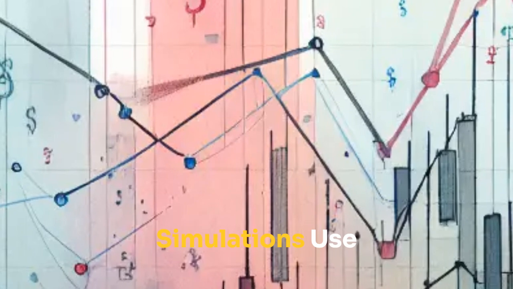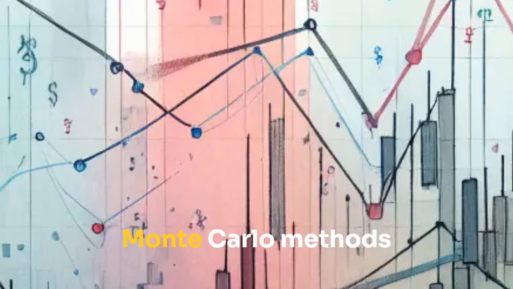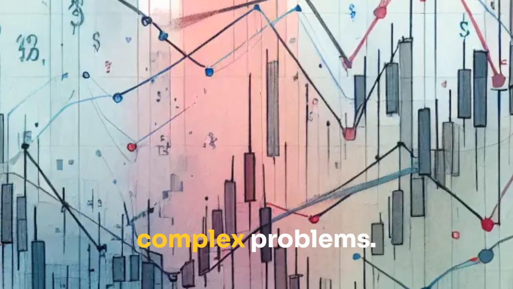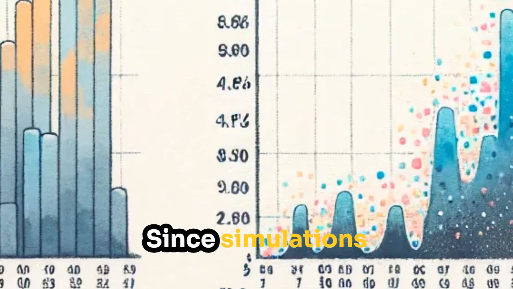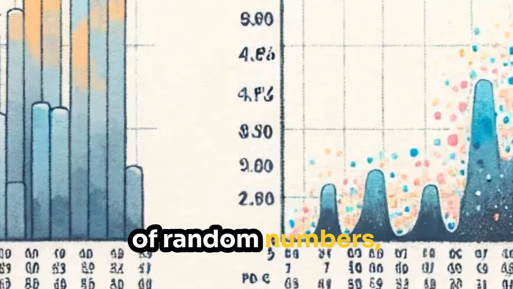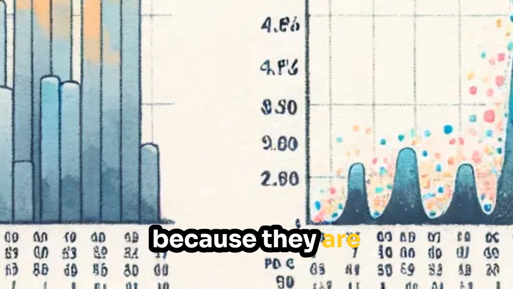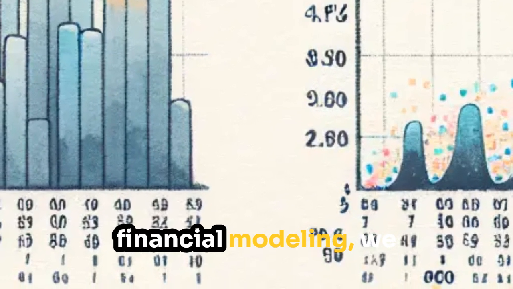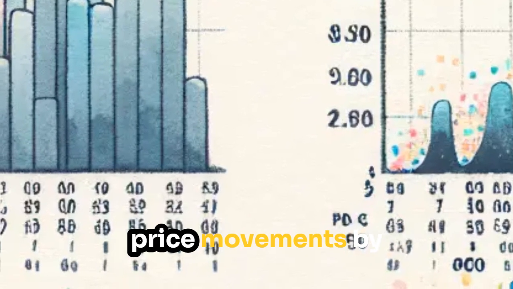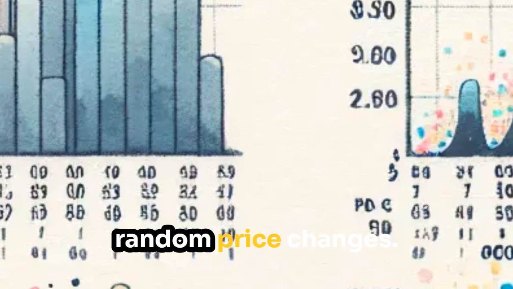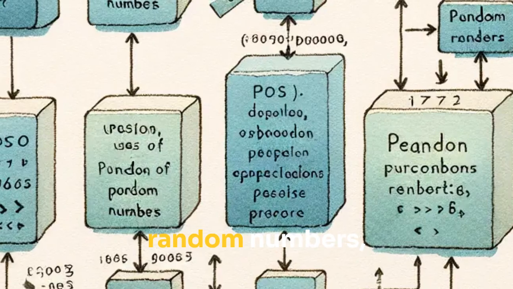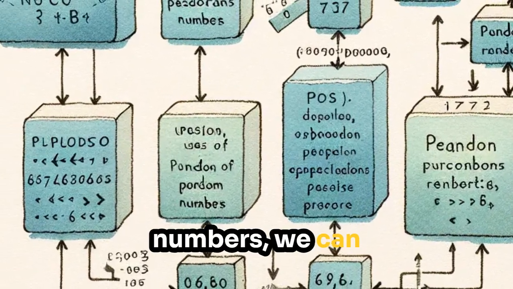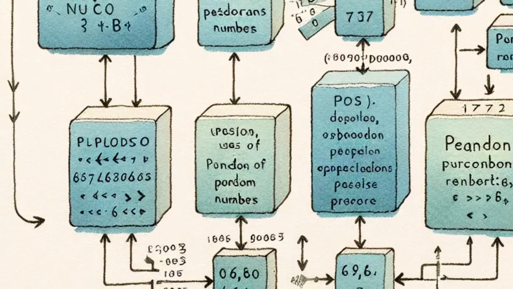How Monte Carlo simulations use random numbers. Monte Carlo methods rely on random sampling to estimate probabilities and solve complex problems. Since simulations often require millions of random numbers, pseudo-random generators are used because they are fast and repeatable. For example, in financial modeling, we simulate different stock price movements by generating thousands of random price changes. If we use true random numbers, every simulation run would be different. But with pseudo-random numbers, we can reproduce results for verification.